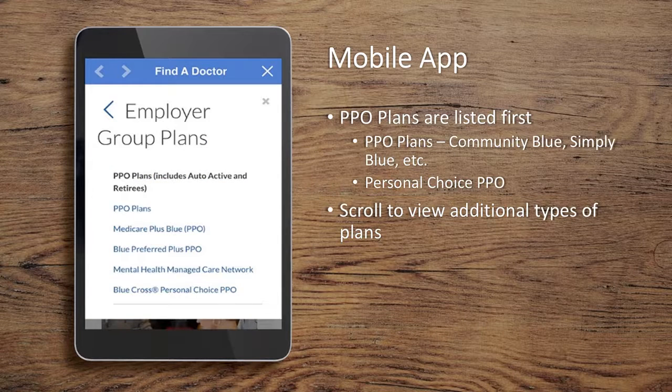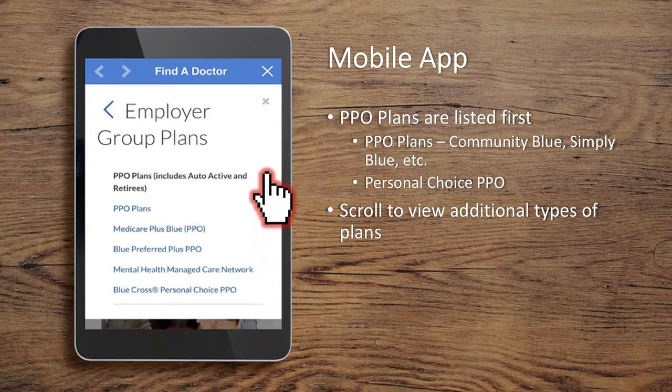Within the employer group plans, there are several options. We start with PPO plans. If you have a standard group plan, like Simply Blue or Community Blue, select the first option, PPO plans. If you have a Blue Cross Personal Choice PPO plan, be sure to select that at the bottom of the list so you can find providers in an organized system of care and better control your out-of-pocket spending.